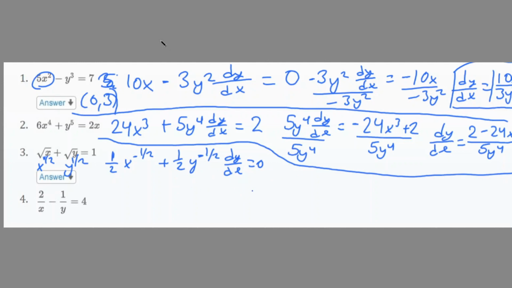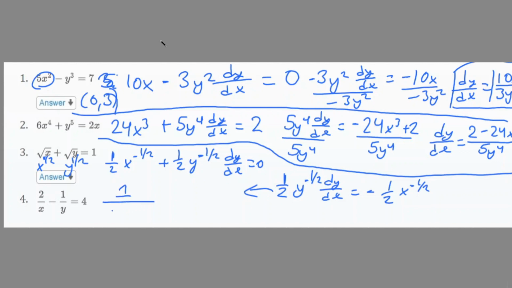So now if we get everything to one side, we're going to have 1 half y to the negative 1 half power dy dx is equal to negative 1 half x to the negative 1 half power. And we're going to rewrite this just because it looks a little bit ugly, so you can see it a lot better.